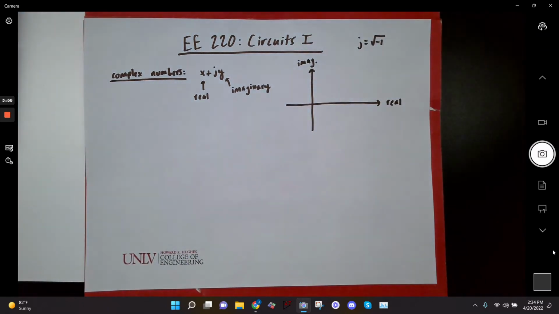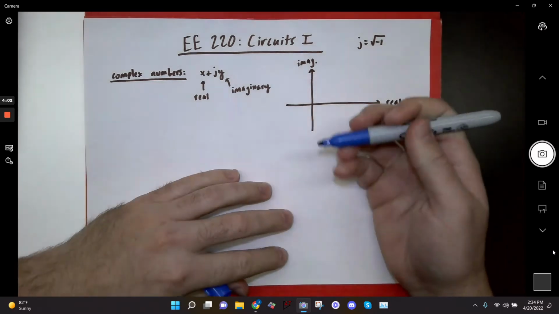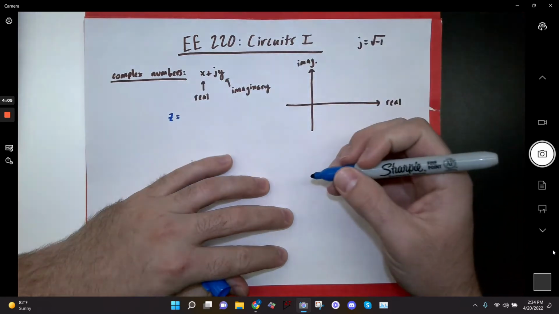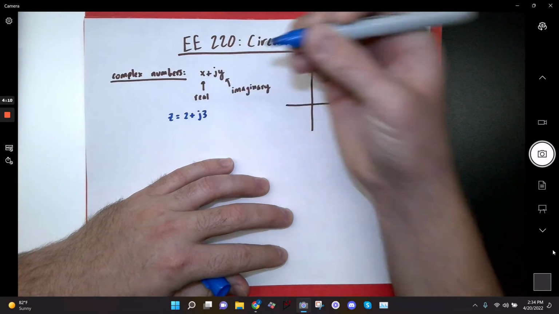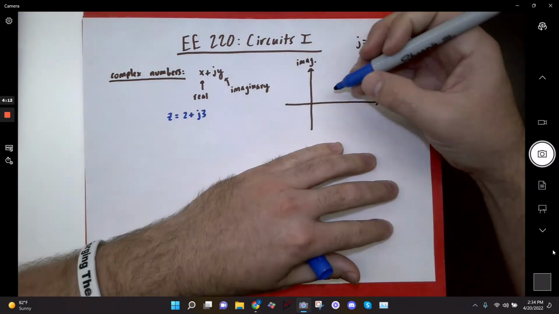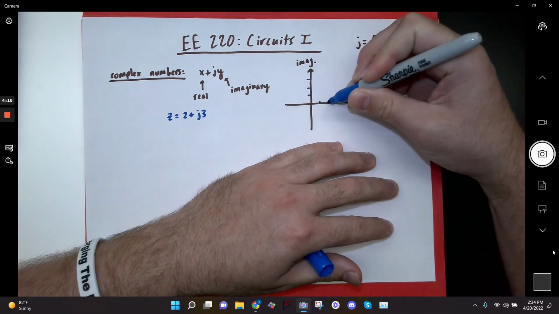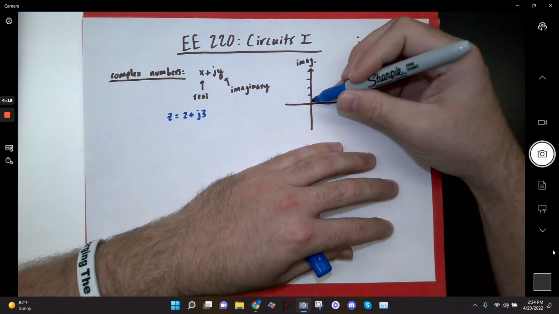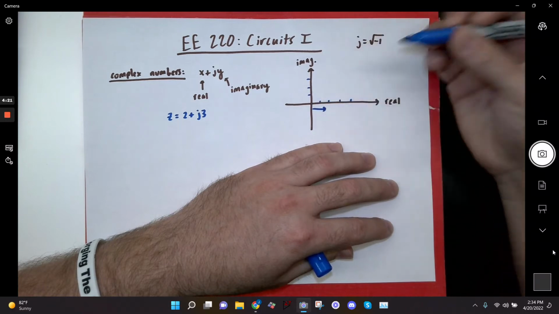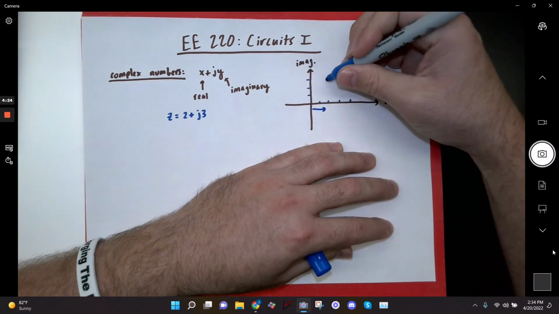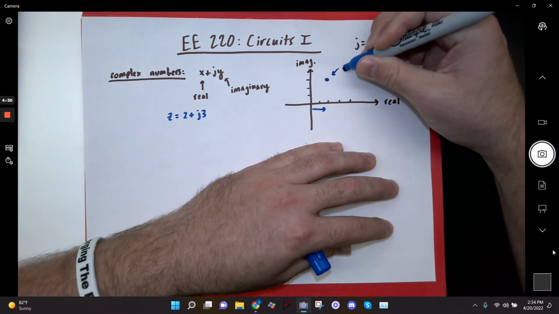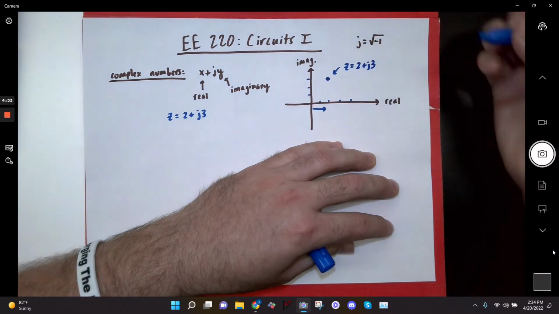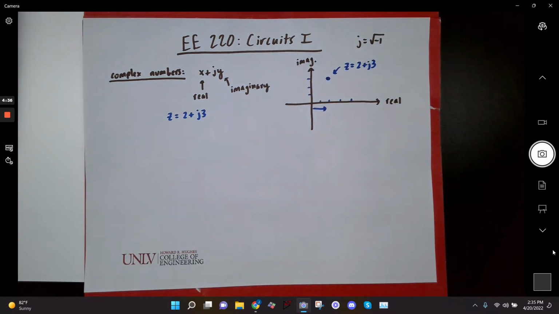Okay? And so let's say I wanted to plot some complex number. I'm going to say z equals 2 plus j3. So I want to plot that number. What I basically need is some ticks. If I go 2 in the real direction, 3 in the imaginary direction, I get this point here, where this would be z equals 2 plus j3. Everybody cool with that? All right.